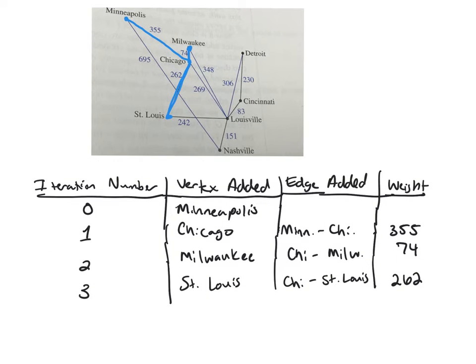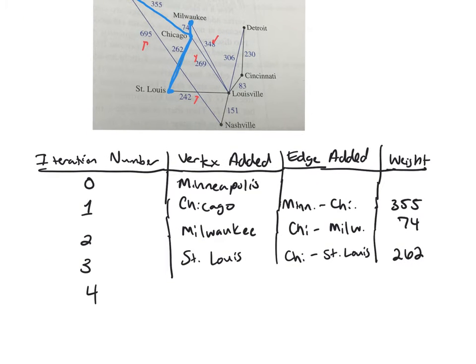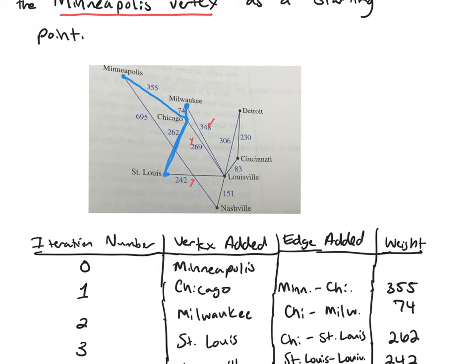Okay, so then the next step, let's see, out of all of these vertices, look at any edge that's connected to these vertices. So there, there, and there. Which one has least weight? Well, 242 looks like the smallest, so from St. Louis to Louisville. So the vertex I'm going to add in is Louisville. The edge is St. Louis to Louisville. It had weight 242. So let's add that edge in now. So erase the ones I was considering. The one I added was St. Louis to Louisville.